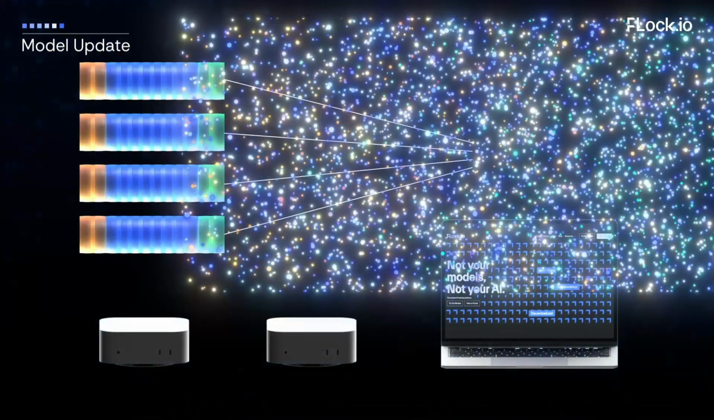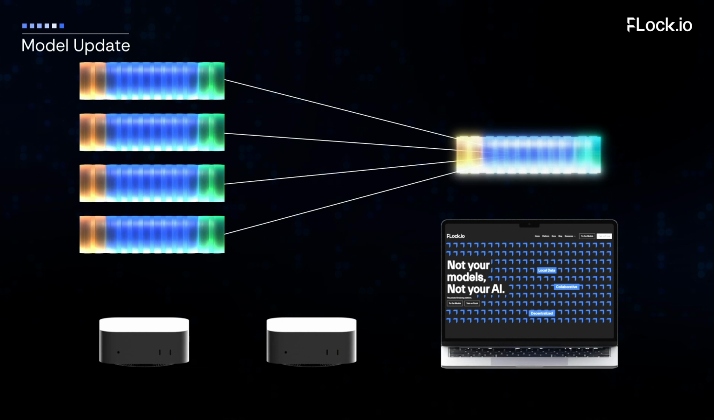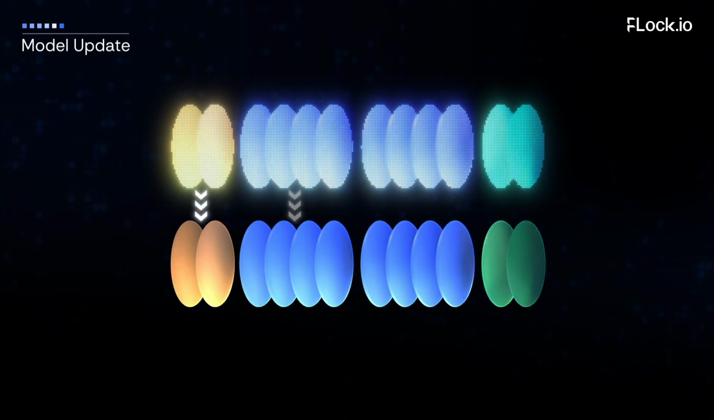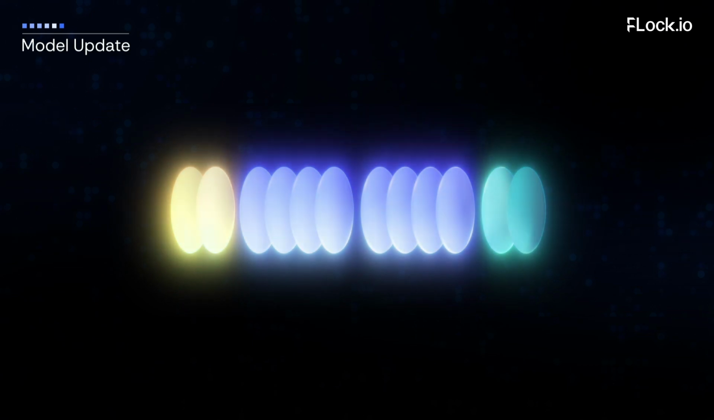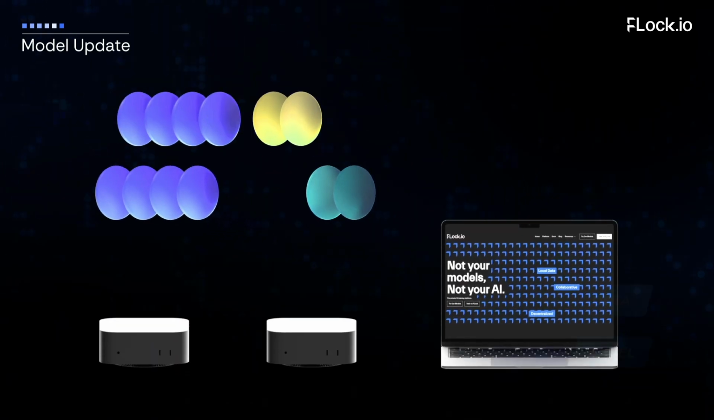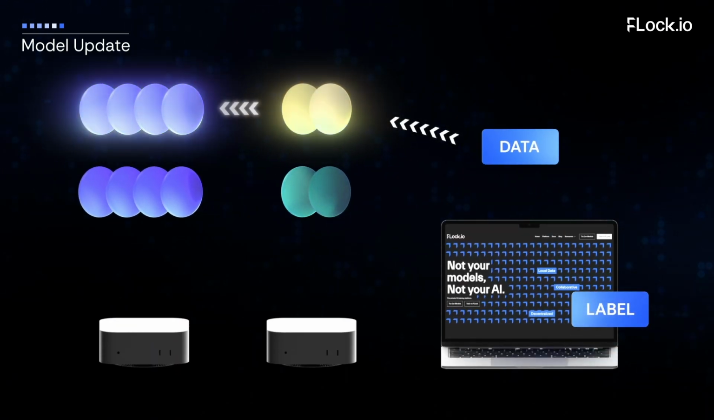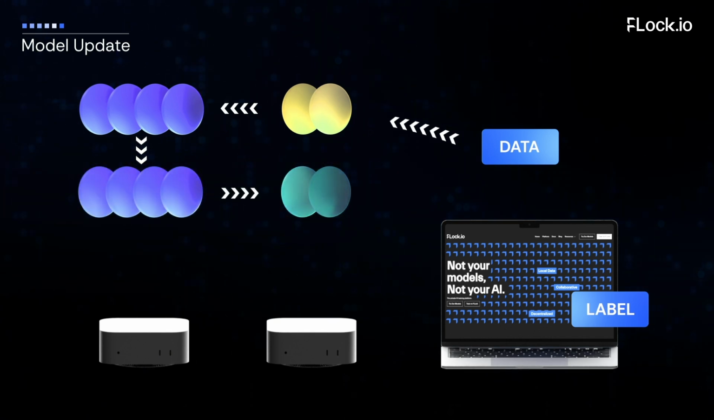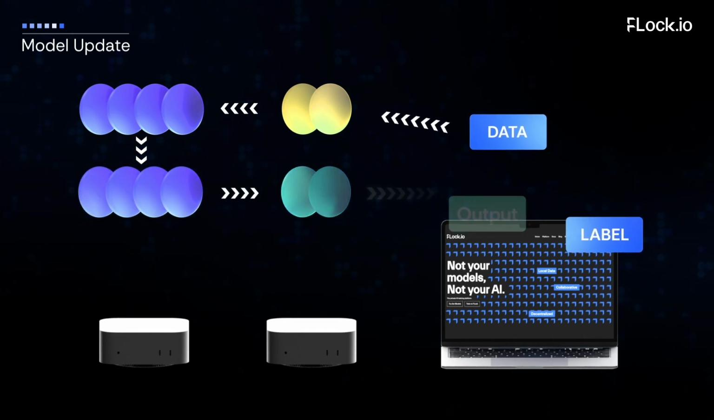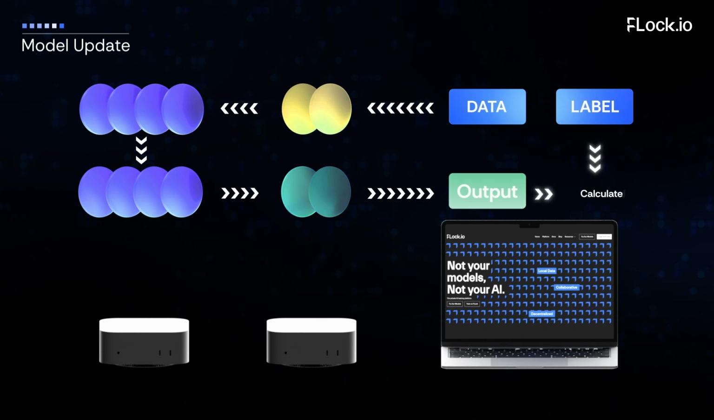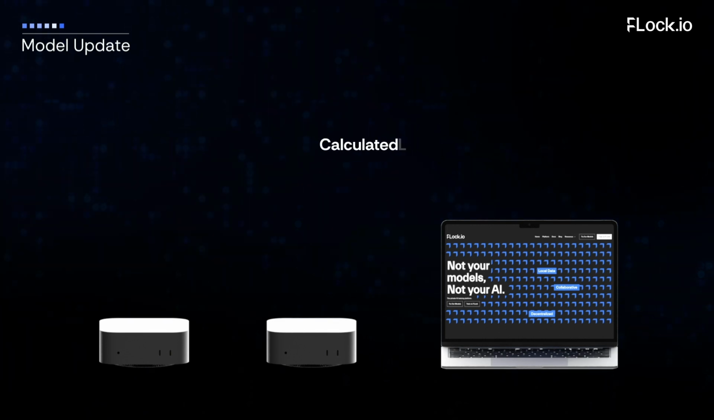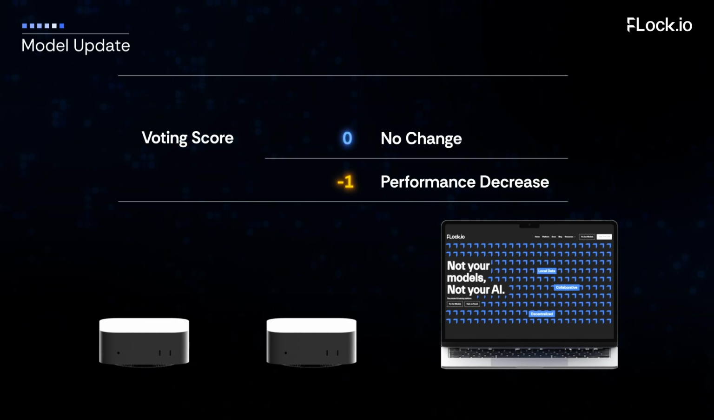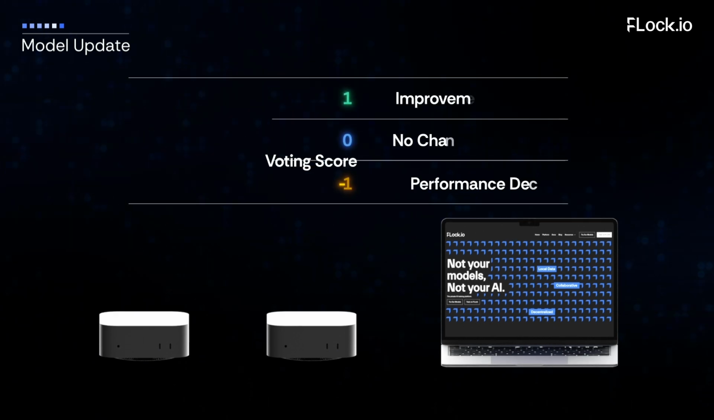The new global model weights will then be used to update the shards of large language model hosted on each device, with the corresponding parts being updated on the respective devices. And next, each voter uses their own data to evaluate the updated large language model weights, following the same forward-pass process as the proposer. Eventually, the loss value will be converted into a voting score: -1 for performance decrease, 0 for no change, and 1 for improvement.